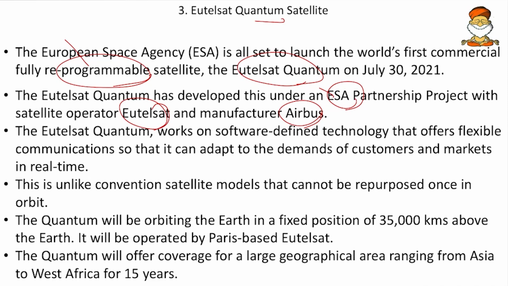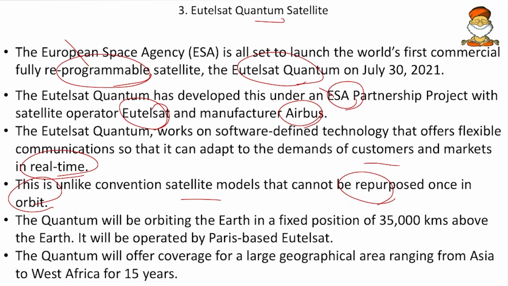Then the Eutelsat Quantum works on software-defined technology that offers flexible communications so that it can adapt to the demands of customers and markets in real time. So as and when we give the command and as and when the market changes, the satellite also changes. Say for example, this satellite is tracking agricultural products. If the trade of agriculture is more in North India, the satellite will focus on North India. And if the trade in agriculture moves to South India, this satellite will focus on South India. So likewise, customized adjustment can take place. This is unlike conventional satellites that cannot be repurposed once in orbit. In a conventional satellite, once you program and launch it, you cannot change it.